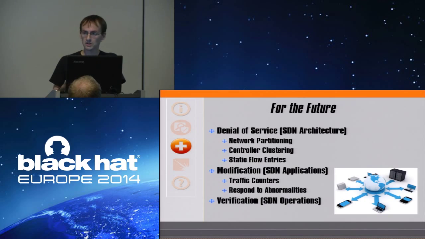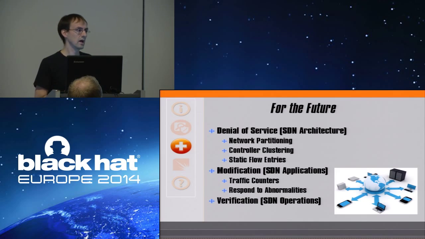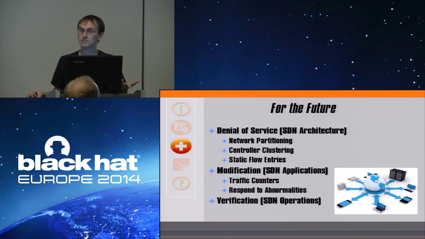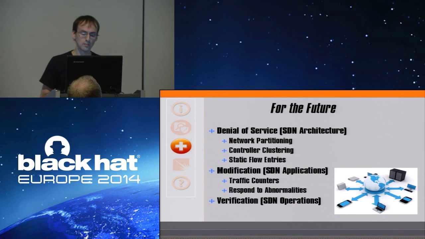Since you can instantiate rules into these flow tables as things go along, have them read the counters, detect variations, and respond to abnormalities. You know, have something watching the network, right? Have the environment manage itself.